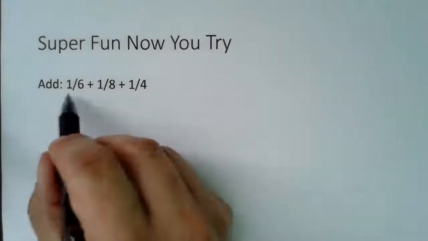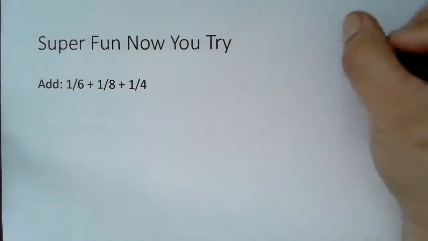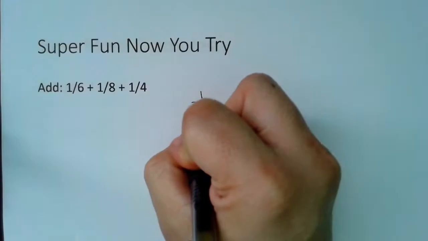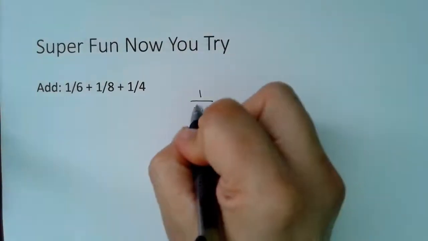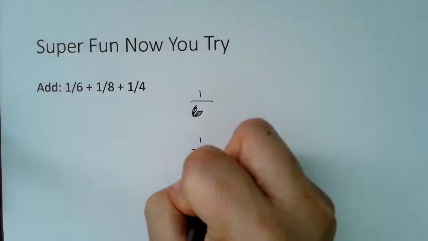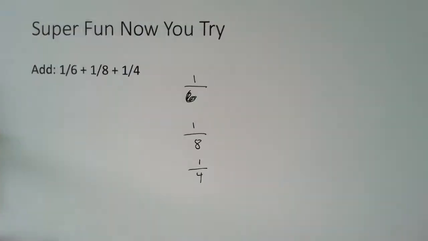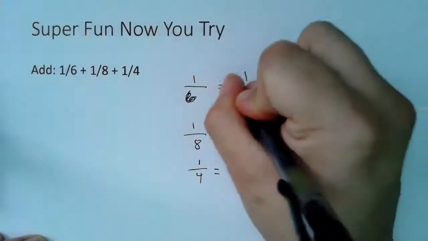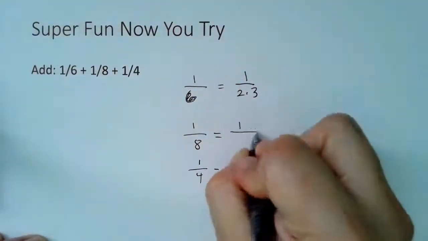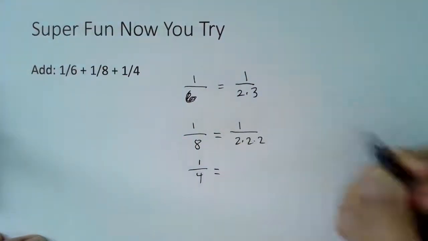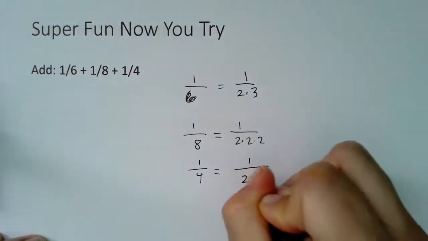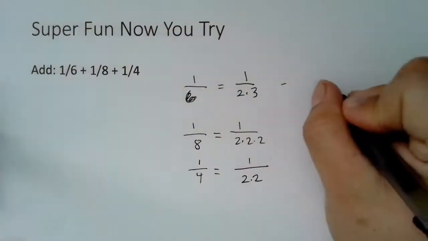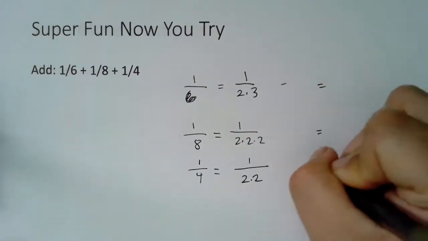Okay, so what if we have 1/6 plus 1/8 plus 1/4? So let's go ahead and do the prime factorization method, okay? So you have 1/6, sorry, I'm going to start from the beginning. 1/6 plus 1/8 plus 1/4, and I want to add these, okay? Now let's go ahead and factor each one and see what we can find. So this is 1 over 2 times 3, right? 1 over 2 times 2 times 2, and then 1 over 2 times 2, okay? So we want to get these to have the same denominator, okay?